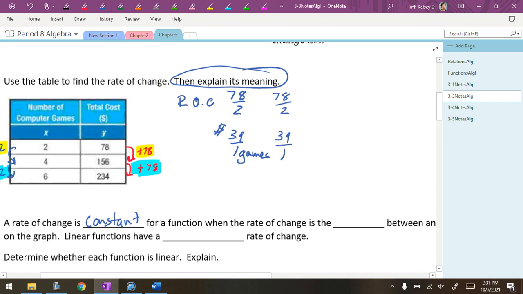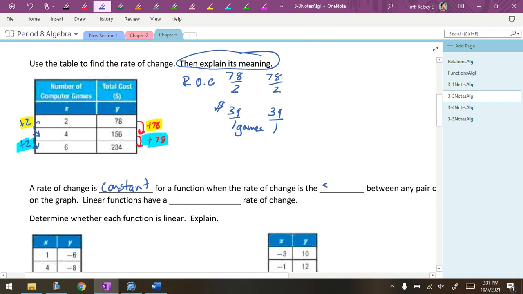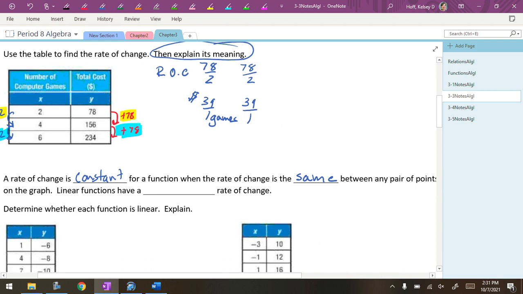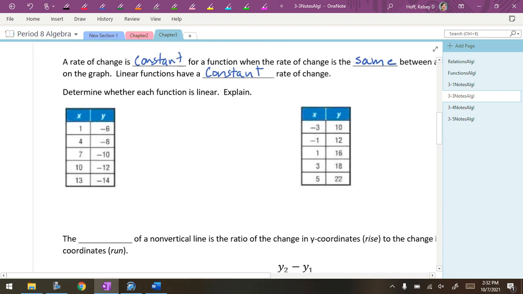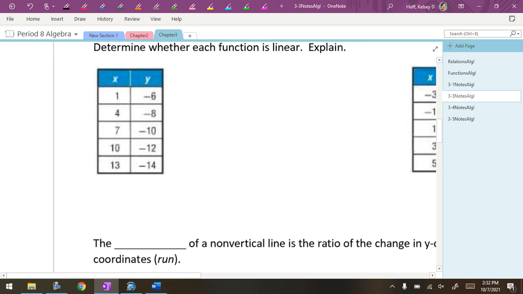A rate of change is constant for a function when the rate of change is the same between any pair of points on the graph. Linear functions have a constant rate of change. So the directions are going to say determine whether the function is linear. If you're trying to determine linear from a table, we have to determine if the rate of change is the same between every single pair of points. So we'll do the swoops on these tables as well.